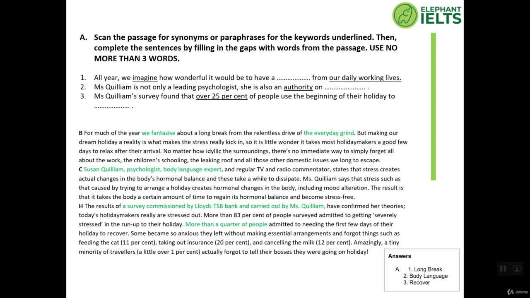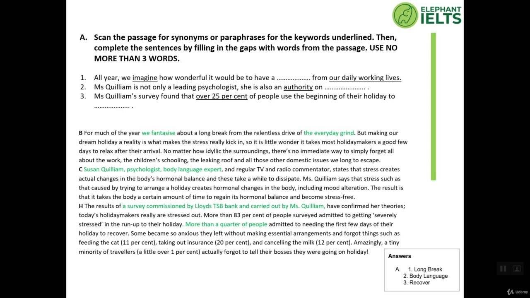In number 3, the question reads, Miss Quilliam's survey found that over 25% of people use the beginning of their holiday to something. Now, the keywords here are survey and over 25%. You could also say the beginning of the holiday is also a keyword.